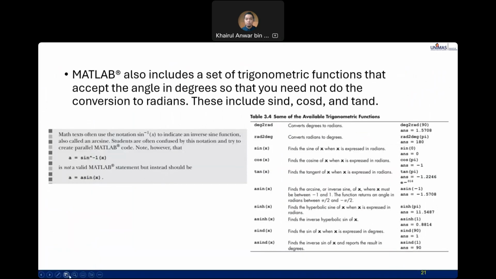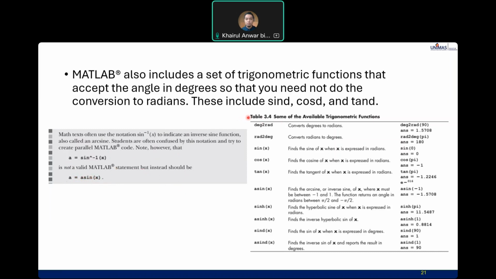This is called sind, cosd, and tand. MATLAB often uses the notation sin minus 1 of x to get an inverse sine function, also called arcsine. Students are often confused by the notation. Try to create parallel MATLAB code. Note, however, that a equals sin to the power of negative 1 of x is not valid MATLAB. Instead, you should use asin. This is the inverse sine function, asin.